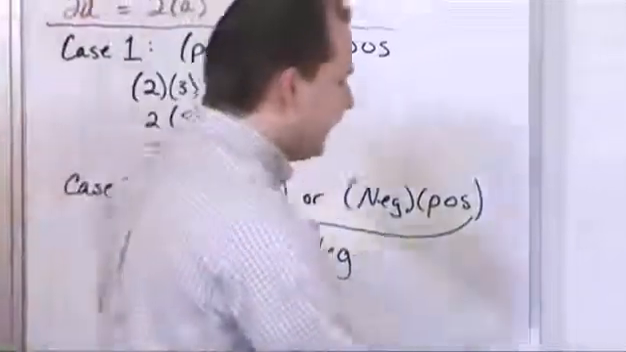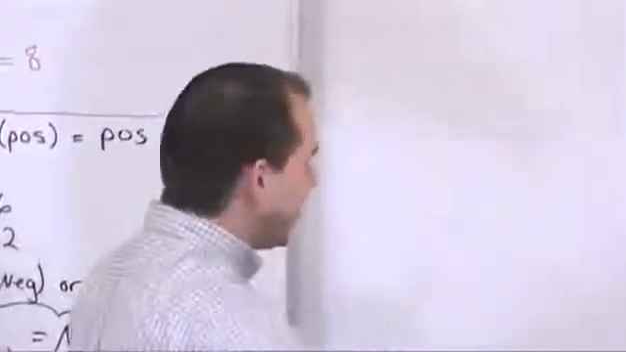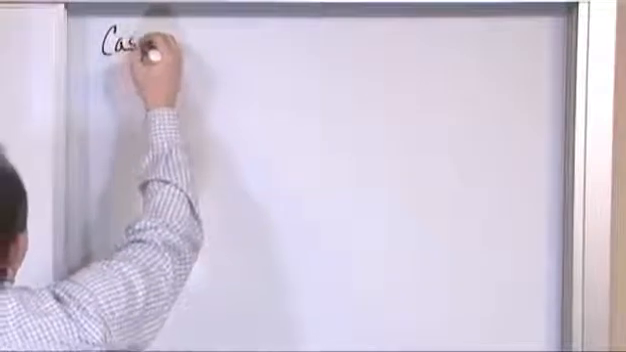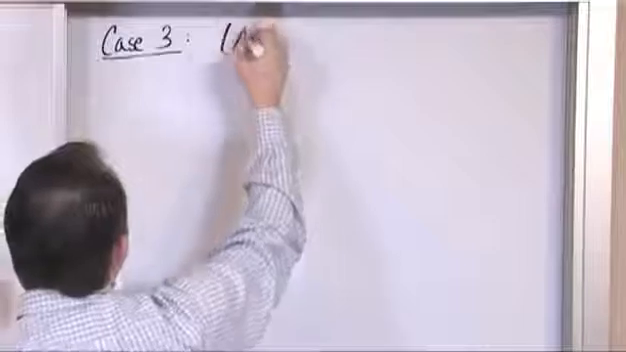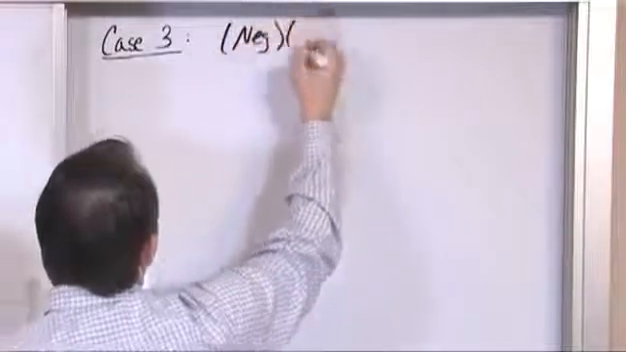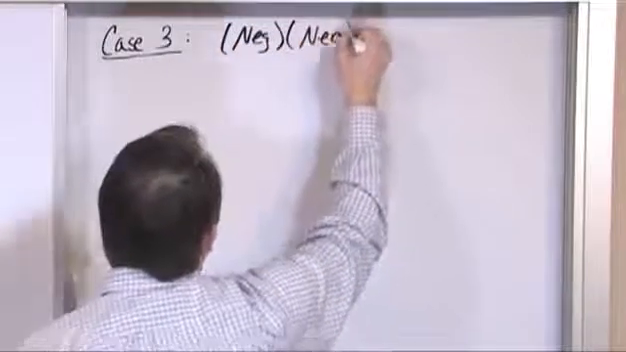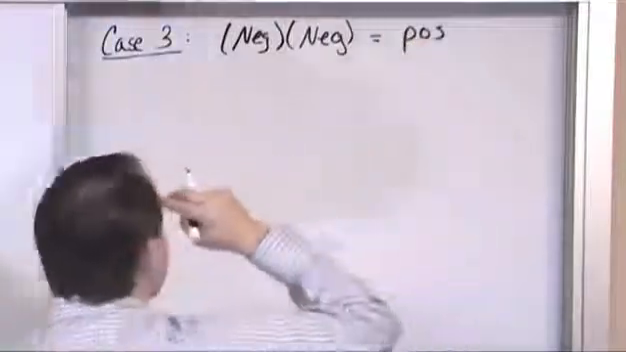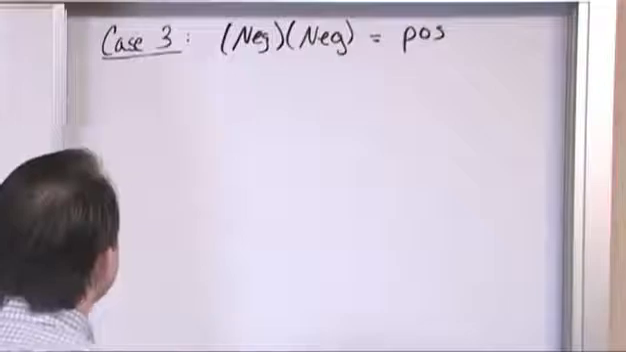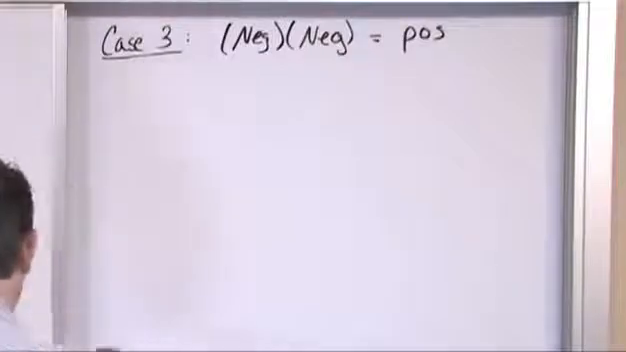Now, if you look at the final case, which really is the entire end of this lesson, case 3: if you have a negative times a negative, the answer is always going to be positive. Negative times negative is positive. And so that's the final case. So just a few examples there.